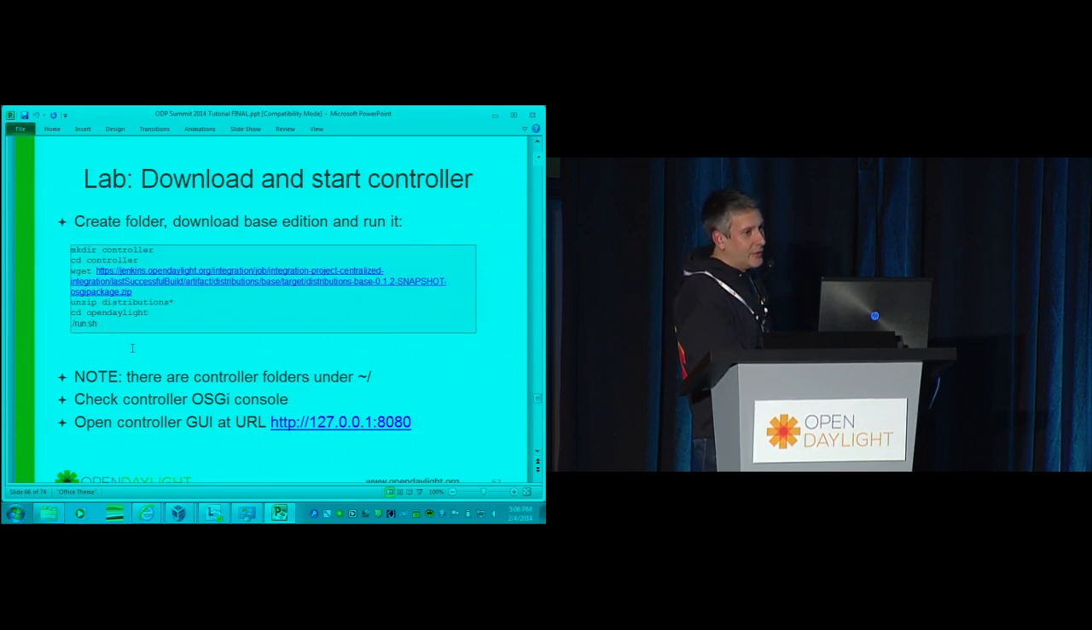If you have issues downloading, or you're going to go straight to run your controller, the only thing you need to do is to go into the VM, and then under the home folder, you can find the controller base, controller virtualization, and controller service provider. So just go there, because this is what I did. Just go there and then just see the OpenDaylight, and then you can run the controller directly.